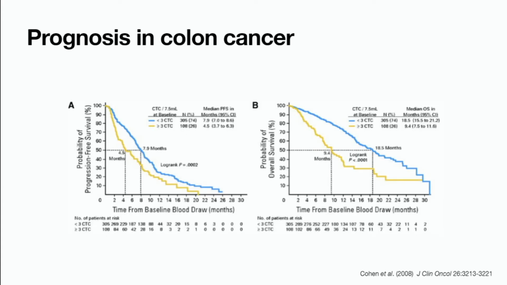And then finally, here are the data from colon cancer. Again, the same idea, in this case the cutoff being 3 cells, and patients with more than 3 circulating colon cancer cells, shown here in the yellow line, had a worse outcome than patients with fewer than 3 circulating tumor cells, shown here in the blue line. So again, these are the types of clinical data that were published and demonstrate that the CellSearch assay has prognostic significance.